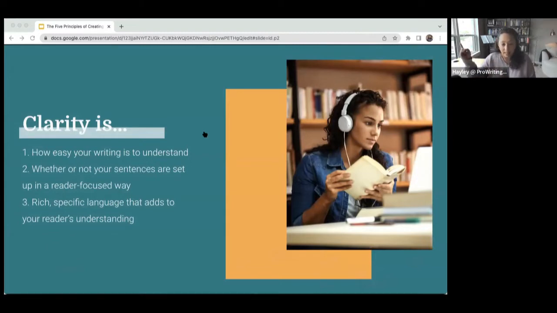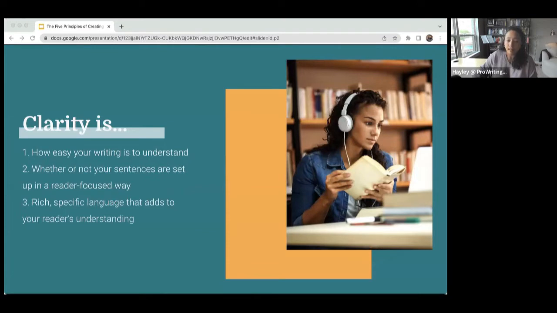So clarity is, again, first, how easy your writing is to understand. Second, whether or not your sentences are set up in a reader-focused way. And again, like I just mentioned, every single reader or group of readers is going to have a slightly different set of understanding. So my readers are going to be slightly different than Sherry's in the chat, because we're writing potentially for different audiences. So clarity is going to be this sliding scale that you apply to your specific set of readers. So what makes something clear is not going to be the same across the board. It is going to be a sliding scale that you have to apply to your specific text and your specific audience.